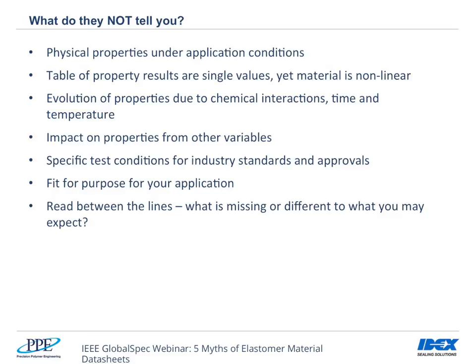Well, it doesn't tell you what the physical properties of the material are like under the application conditions. The properties are listed as a single value, yet the material is non-linear. This goes for all of its properties. How do these properties evolve due to the chemical interactions, temperature, time? What are the properties that are influenced by other variables, such as the design of the seal, the design of the hardware, how the hardware interacts with the seal? This will define its stretch, its squeeze, its gland fill.